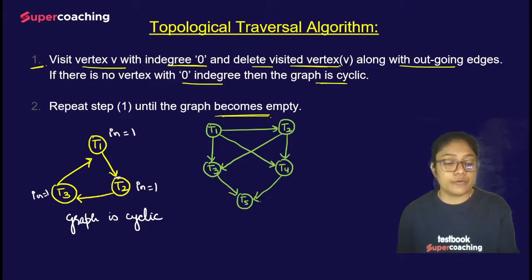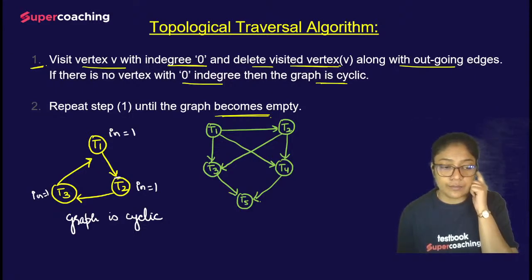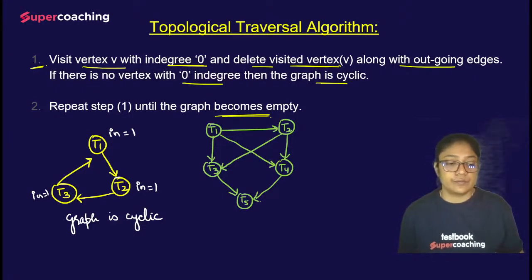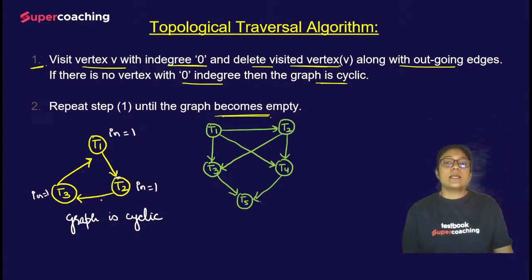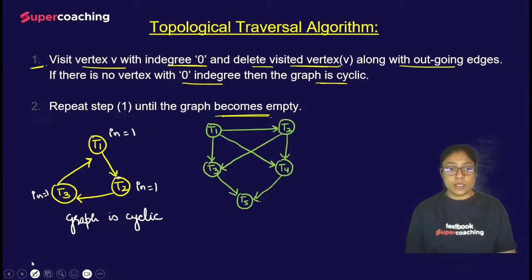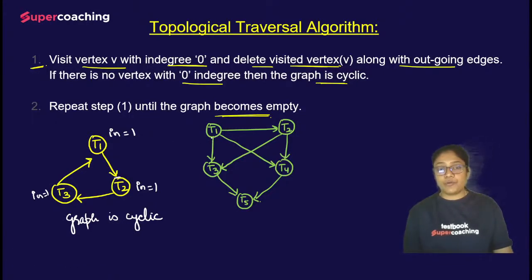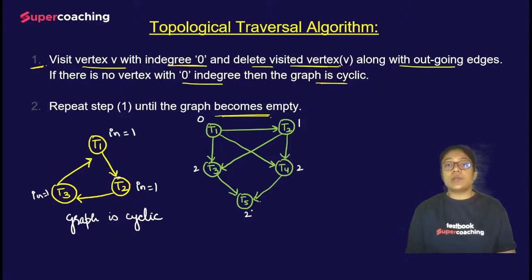Let's see how many of you are going to get it right. We'll start the algorithm with the in degree 0. Is there any vertex with the in degree 0? For T1, in degree is 0 because no edge is coming towards T1. T2 is having in degree 1, T3 is having in degree 2, T4 is having in degree 2, and T5 is also having in degree 2. So we start the algorithm from the vertex with the in degree 0.